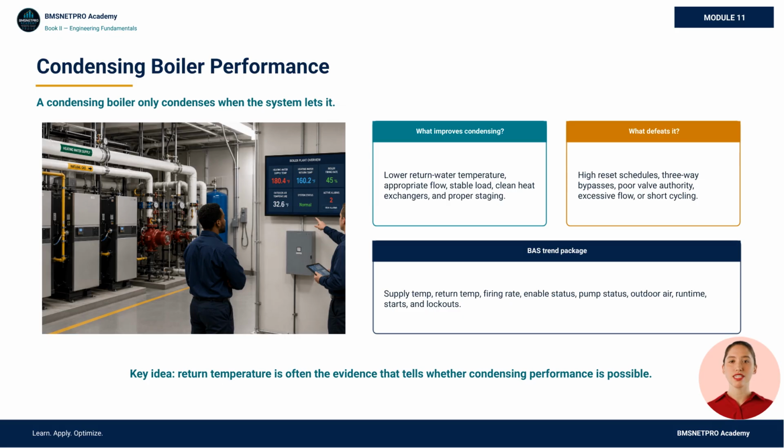Condensing boilers recover additional heat by cooling combustion products enough for water vapor to condense. That benefit depends heavily on return water temperature. If the return water is too hot, the boiler may run like a non-condensing boiler, even if the equipment is labeled high efficiency. The BAS professional should trend supply temperature, return temperature, firing rate, outdoor air, runtime, starts, lockouts, pump status, and valve behavior. If return temperature is high, do not only adjust software. Look for physical causes such as three-way bypasses, oversized coils, poor valve authority, excessive flow, or reset schedules that are too aggressive.